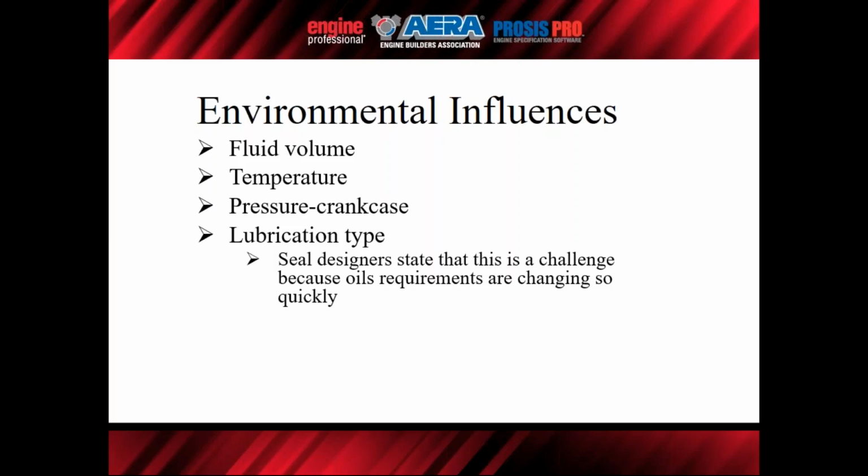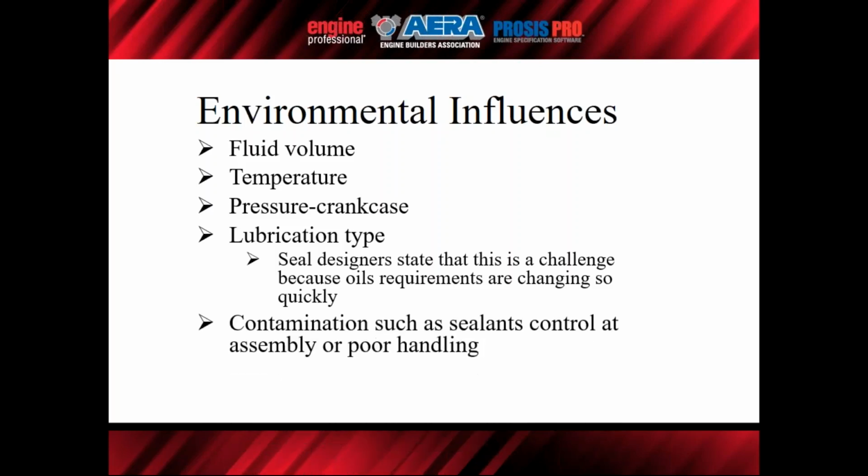Again, it does have the flutes in it, so it may not be the best option for, say, a water pump seal. They can leak air and low viscosity fluids, but they are pretty much inert to chemical packages. Again, contamination such as sealants at assembly and just poor handling. I should have washed my hands. Had grit blast on my hands, then it touches the oil and now all that nastiness is on the shaft, and it makes it impossible for the shaft seal to break in against the shaft.